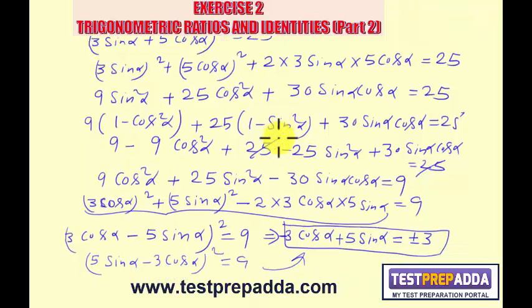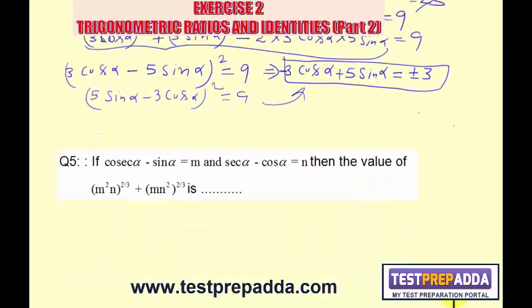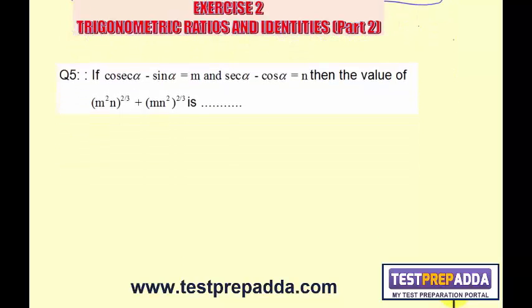Now I'll take another question here. Next question is given as: if cosec alpha minus sin alpha is equal to m and sec alpha minus cos alpha is equal to n, then the value of m square n whole to the power 2 by 3 plus m n square whole to the power 2 by 3 is.